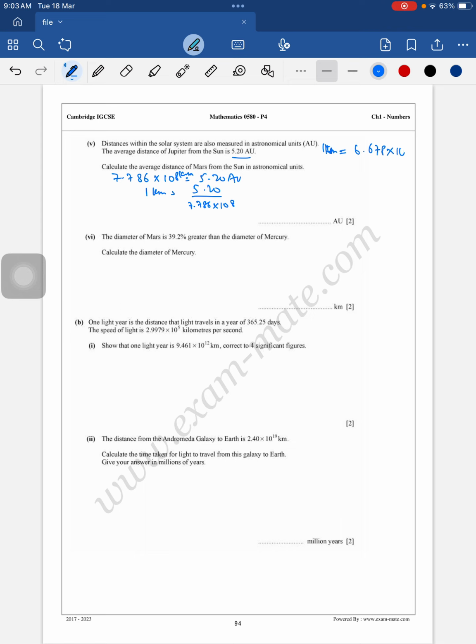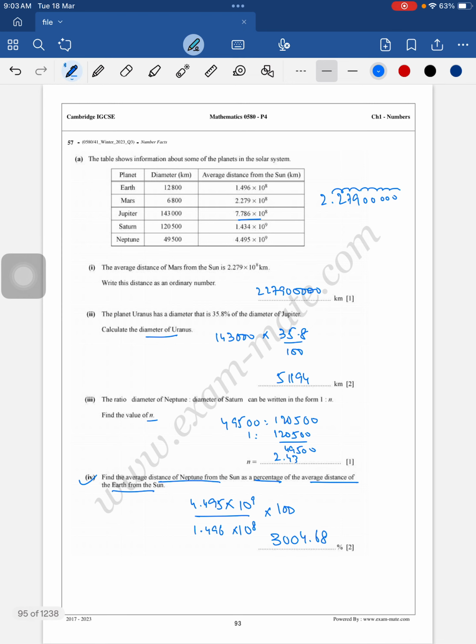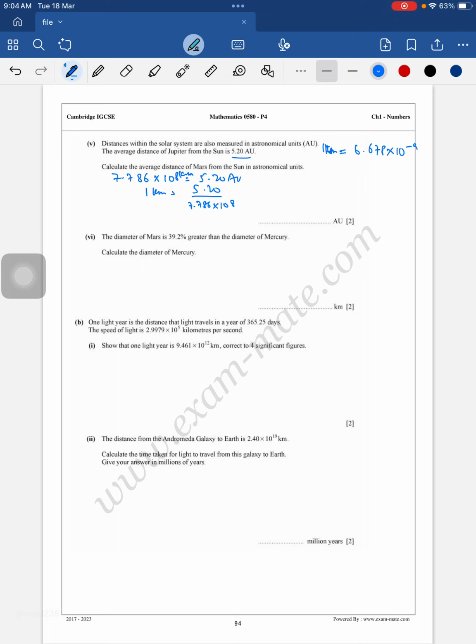Now I need to convert the distance of Mars from the sun, 2.279 exponent 8. So just multiply on both sides by this. 2.279 exponent 8 multiplied by 6.678 exponent minus 9. So we get 1.52 AU.